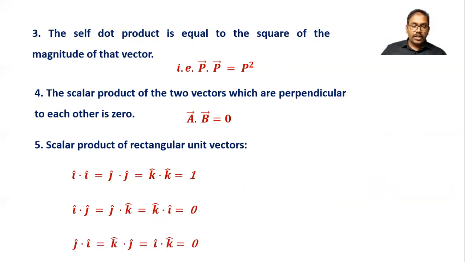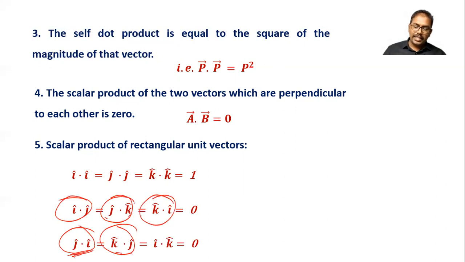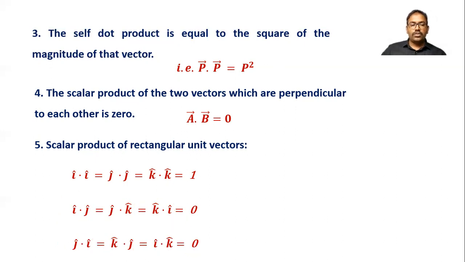Similarly, j dot k, j dot i. For j dot i, we reverse the order, but the angle is still 90. Here j dot k, and here k dot i, we reverse the order, and again the angle is 90. Angle 90 means the scalar product is 0. So these are the scalar products of rectangular unit vectors.